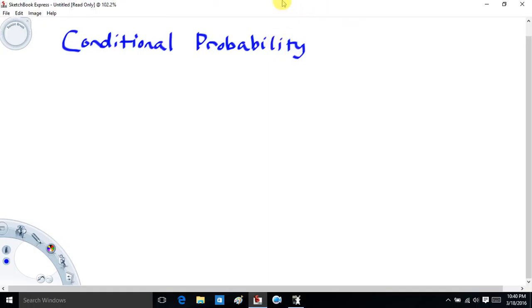So in the previous lecture we talked about the notion of independence. So let's just say we had two independent events, A and B. Okay, that means that one event does not affect the outcome of the other.